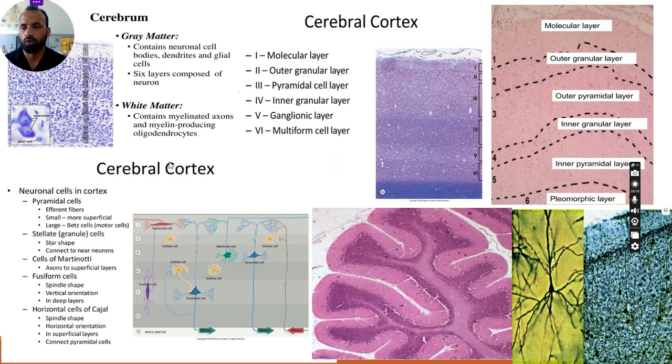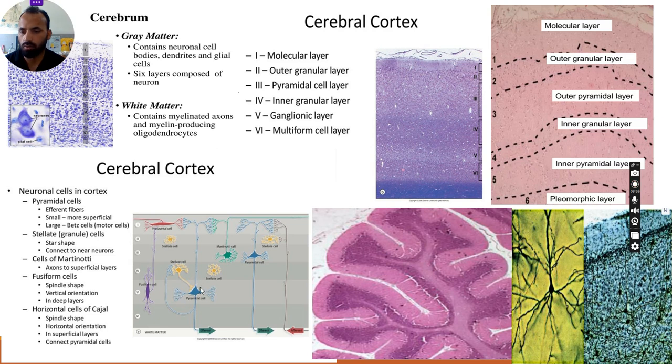Before going to the six layers, you should know that in the cerebral cortex, in those six layers, different types of cells are present. You have the neuronal cells in the cerebral cortex as pyramidal cells. You can see the pyramidal cells here. This is a pyramidal cell. They are more superficial, present in the third layer basically. Small pyramidal cells are more superficial, and the same type of pyramidal cell, but large, will be in a deeper position.